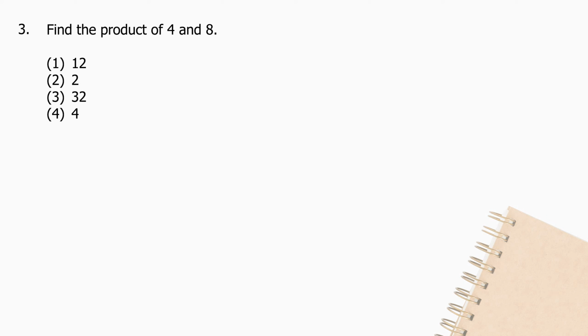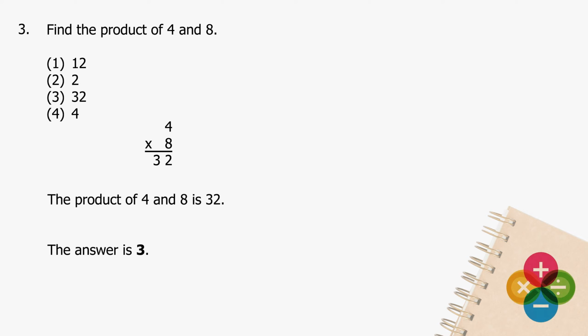Question 3. Find the product of 4 and 8. The product of 4 and 8 is 32. The answer is 3.